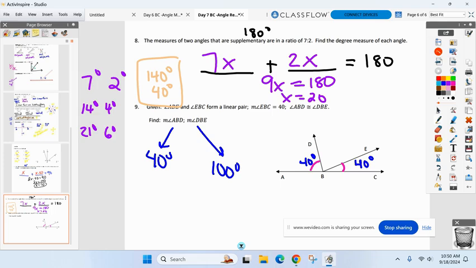You get 40 and 100? No? You marked the wrong angle. Did I mark the wrong one? Son of a! One job. That fires me up. ABD and DBE. There we go. Got it. So EBC is 40. Those are both going to be 70. ABD is 70. DBE also 70 because they're congruent to each other.